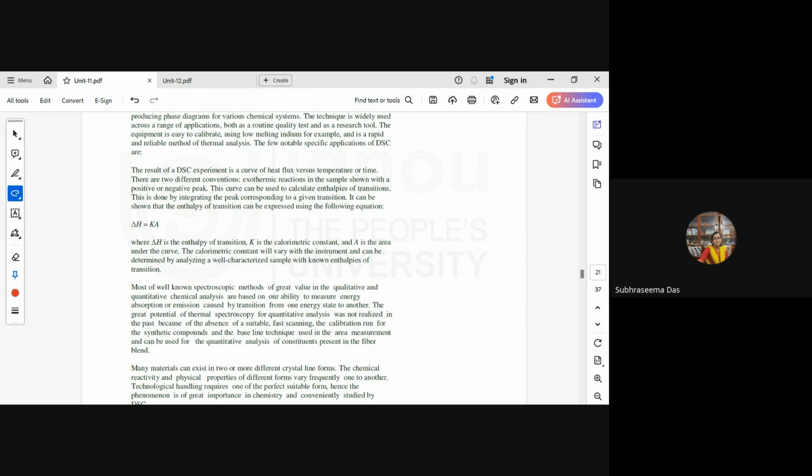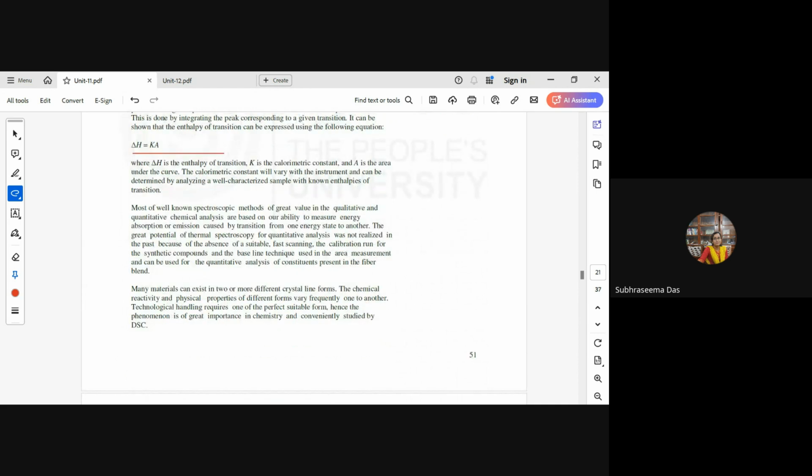Now we know that the enthalpy of transition is given by this equation: delta H is equal to K into A, where delta H represents the enthalpy of transition, K is the calibration constant, and A is the area under the curve. Mostly by using this equation, the unknown enthalpy of the transition of a reaction can be determined from known enthalpies.